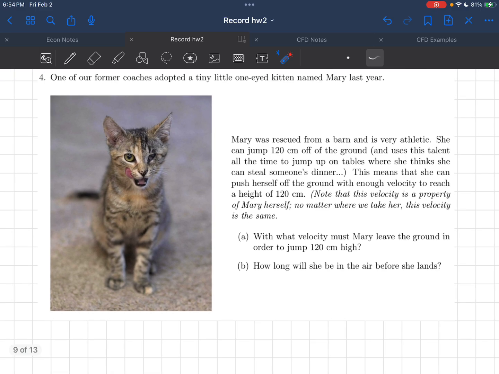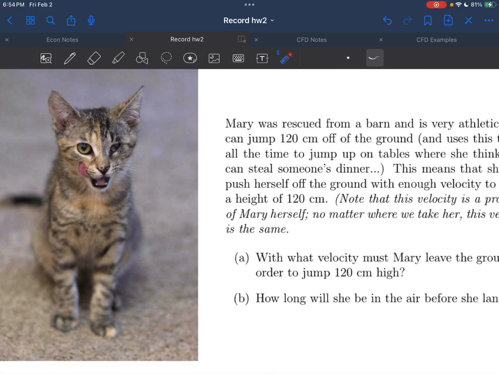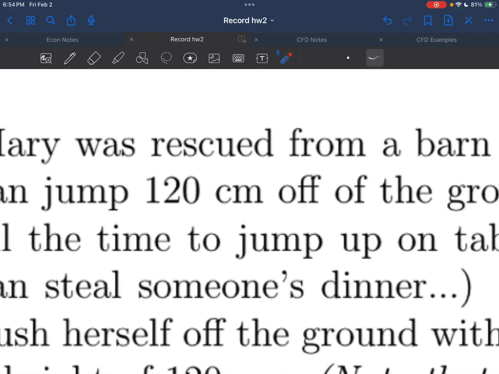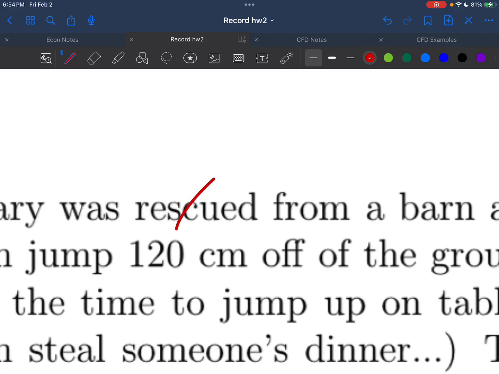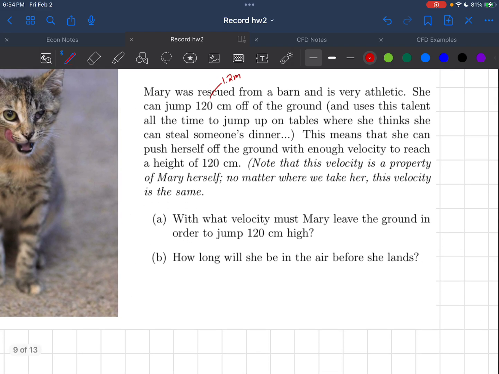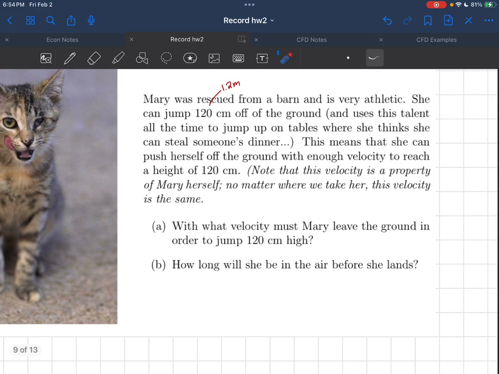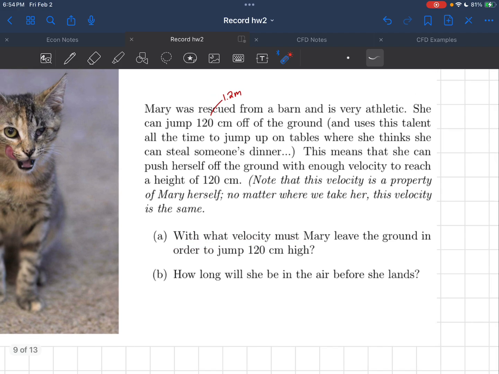Right? So we have our cat Mary, who can jump 120 centimeters off the ground, which I can immediately change to 1.2 meters. And we need to find with what velocity must Mary leave the ground in order for her to jump 120 centimeters high. We also want to note that that velocity is a property of Mary, and no matter what situation she's in, that initial velocity is the same.